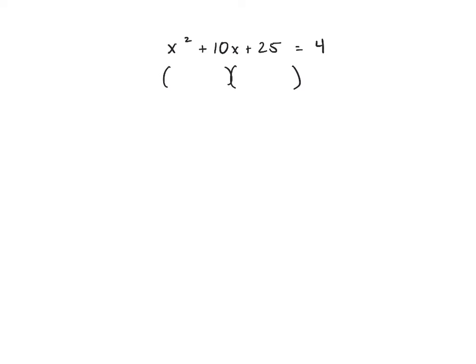The first term, the x squared, has to be a product of these first two terms. So the only way to get an x squared is it's got to be an x and an x. The last term, the 25, is always going to be a product from these last terms in each binomial. So to get a 25, there's only one combination that works.